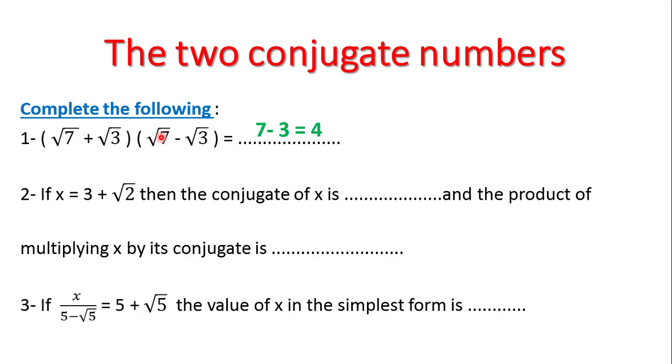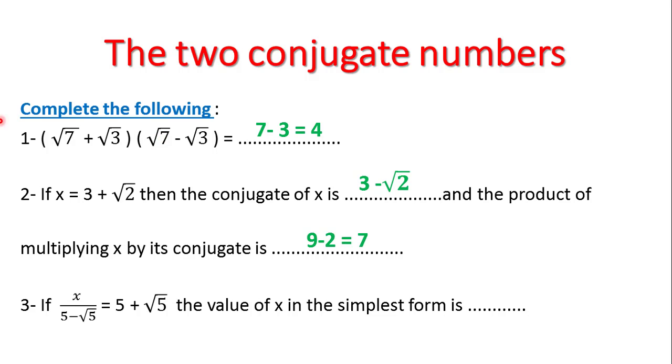Question number 2, if x equals 3 plus root 2, then the conjugate of x is, of course, 3 minus root 2. And the product of multiplying x by its conjugate is first power 2 minus second power 2. So 9 minus 2, it will be 7.